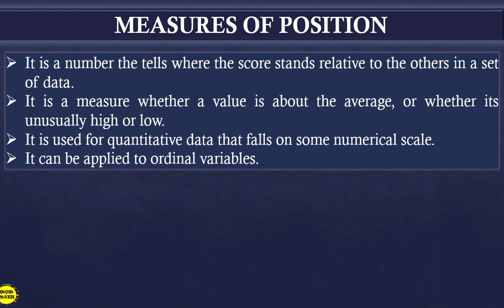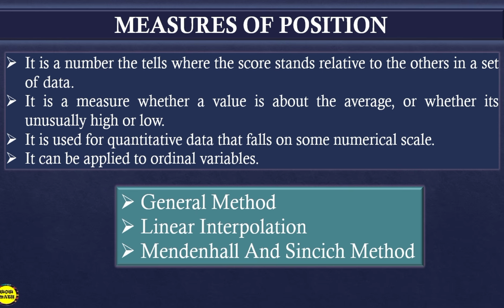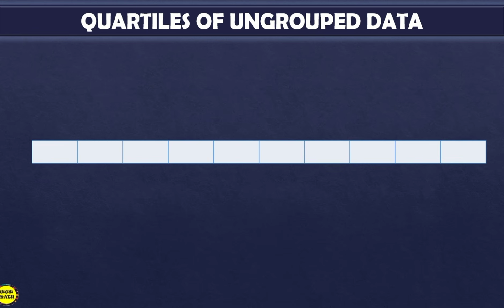In computing the measures of position of ungrouped data, we're using three methods. First, using the general method. Second, using the linear interpolation. And third, using the Mendenhall and Sincich method. So we have three common measures of position: the quartiles, deciles, and percentiles.